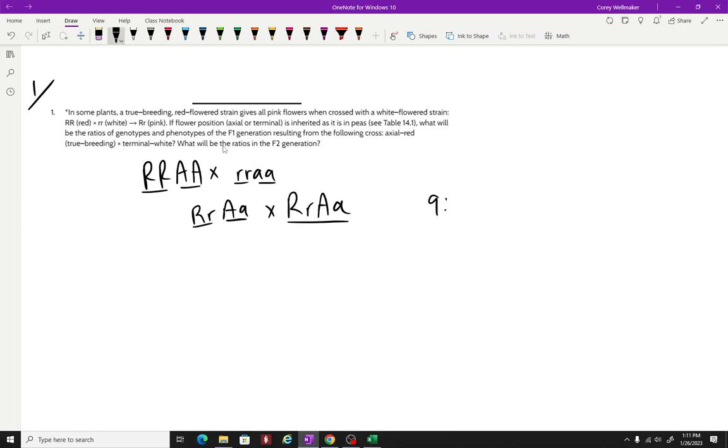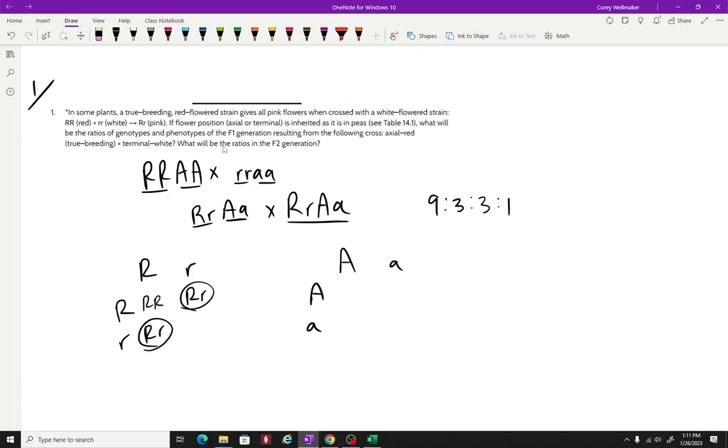Now, normally this would produce a 9:3:3:1. But we have to separate the homozygous dominant phenotype from the heterozygous phenotype for flower color. So it's going to look like a 9:3:3:1, but it's not a 9:3:3:1 because we have to pluck out these from what would normally be sort of inserted in the 9 and the 3.